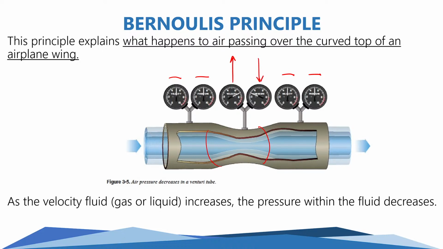And what Bernoulli's principle says is that this is what happens over that upper camber, that top portion of the airplane wing, because of that unique shape. The velocity, or in this case, the air, is going to increase. It's going to go faster, and the pressure is going to decrease because of that.